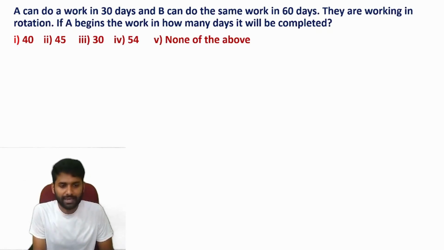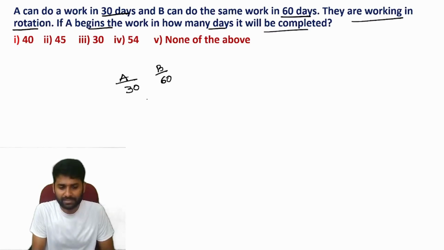Now see, A can do a work in 30 days. B can do the same work in 60 days. If they are working in rotation, and A begins the work, in how many days will it be completed? A takes 30 days, B takes 60 days. Total number of units 120. B's efficiency 2 units, A's efficiency 3 units.